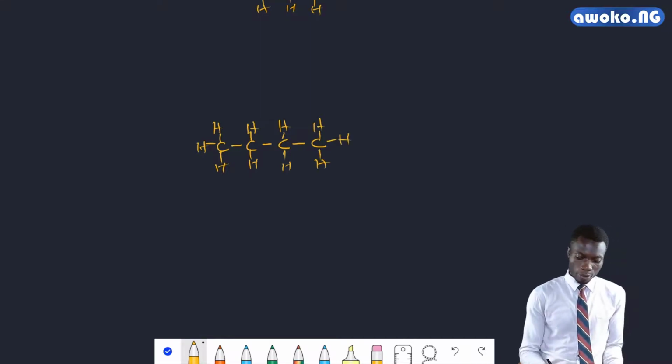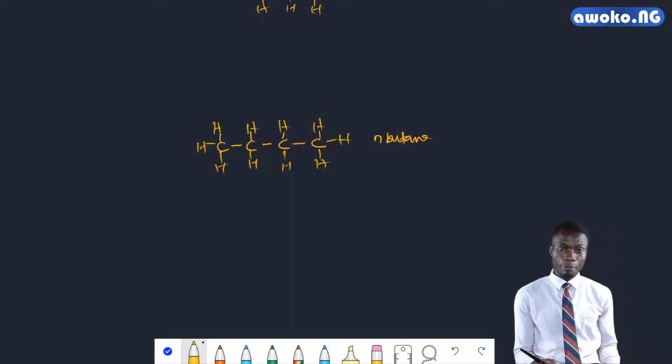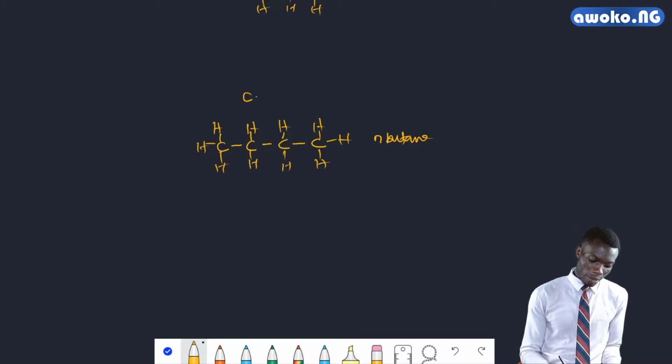Now, this is the normal butane, so we call it N-butane. The normal structure of butane, that's the meaning, N-butane. So, an isomer of butane will be a different structure from butane. Though, now the molecular formula is C4H10.